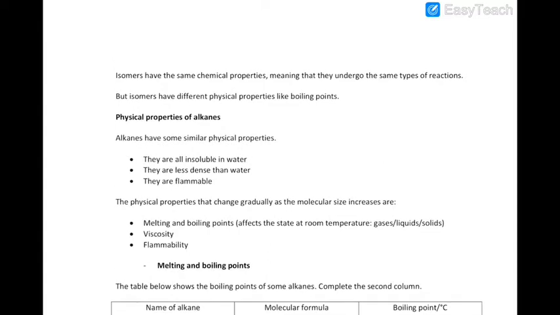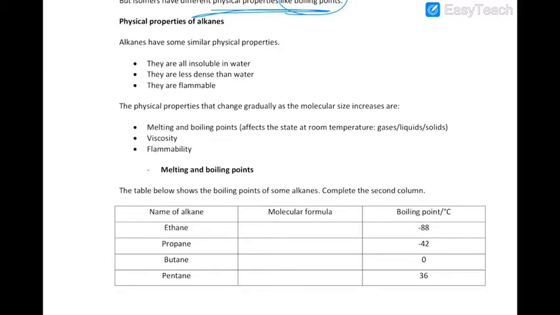Okay. So isomers have the same chemical properties, meaning that they will undergo the same type of reactions, but they have different physical properties like boiling points.